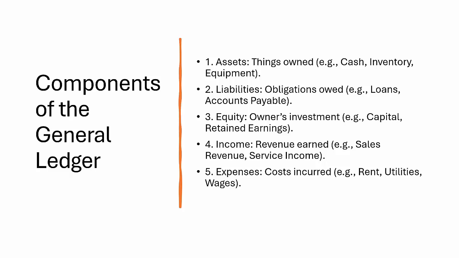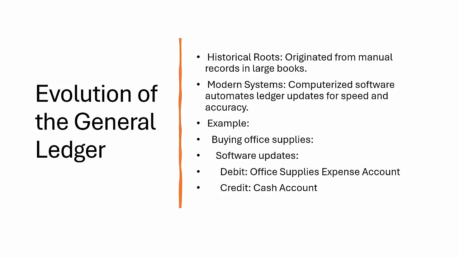3. Equity. The owner's interest in the business. Example: owner's capital, retained earnings. 4. Income. Money the business earns from selling goods or services. Example: sales revenue, service revenue. 5. Expenses. Costs the business incurs to run its operations. Example: rent, utilities, wages.